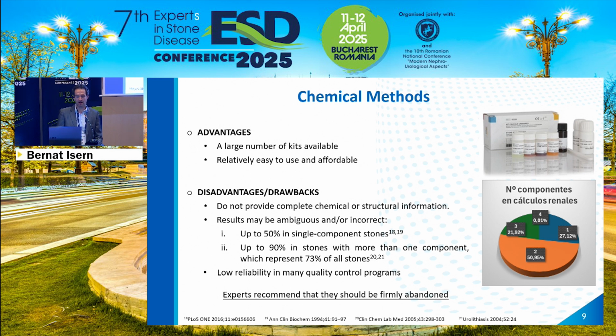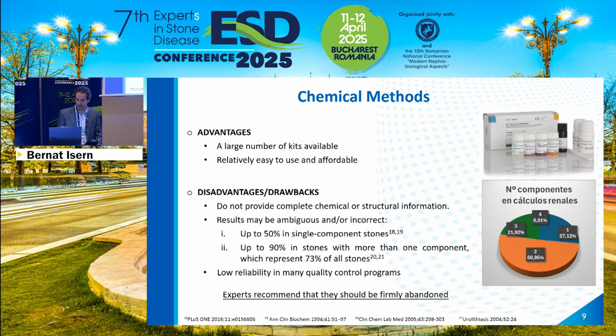However, as previously mentioned, the percentage of stones subjected to morphocompositional analysis is generally quite low, and in these cases, chemical methods have been the most commonly used. Although there are many commercial kits and they are easy to use and affordable, they do not provide complete chemical or structural information. The results can be ambiguous and are incorrect in up to 50% of cases when examining single component samples, with error rates reaching up to 90% in stones with more than one component, which are in fact the most common.